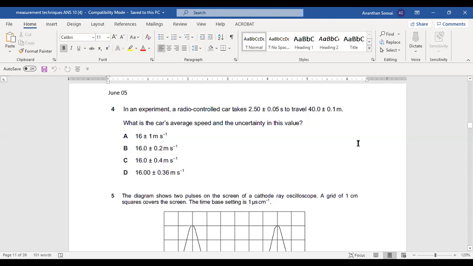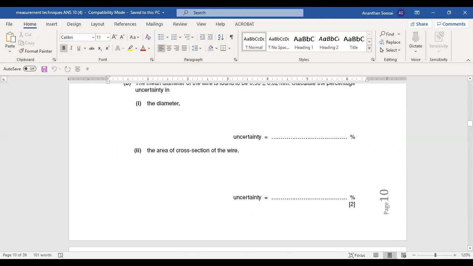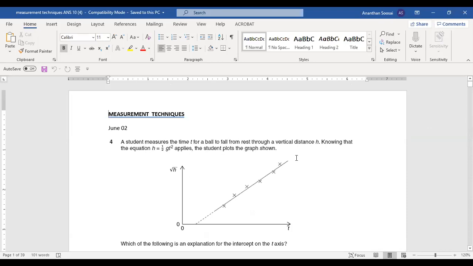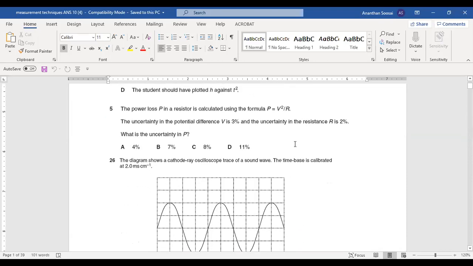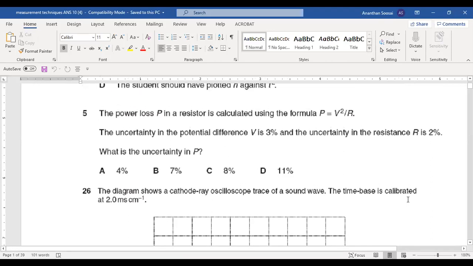Okay. So now let's go for more questions. I go from the beginning. So June 02, question 5, the power. 1 minute for you. Just give me the answer straight away. The power loss P in a resistor is P equals to V squared over R. Cambridge this time is quite kind. They show the formula. Sometimes they won't give the formula. They expect you to find a formula. In this case, good. You have the formula.